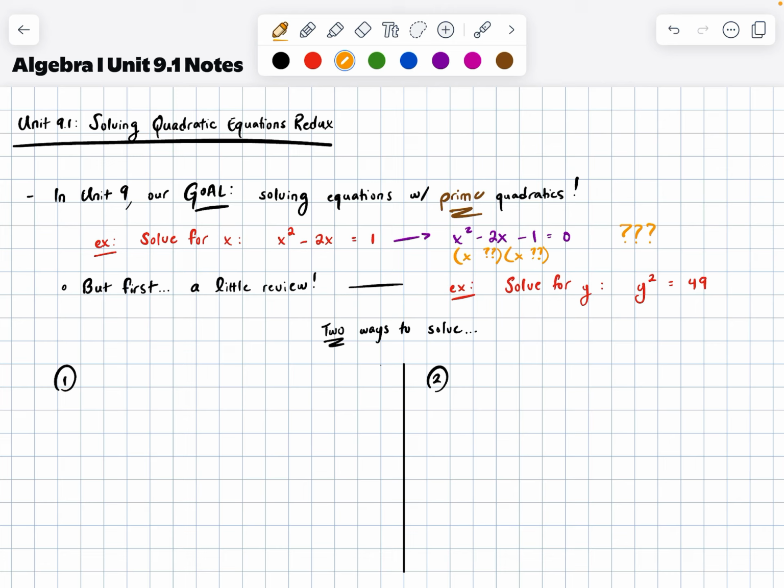But first, since a strong building can't stand on a weak foundation, let's just do a little bit of a review to make sure that we feel good about the solution strategies we've encountered thus far. Say, for example, that I want to solve y squared equals 49. We know two different ways to solve this equation here. What are my two strategies, and can you use them to find me some values of y? Go!